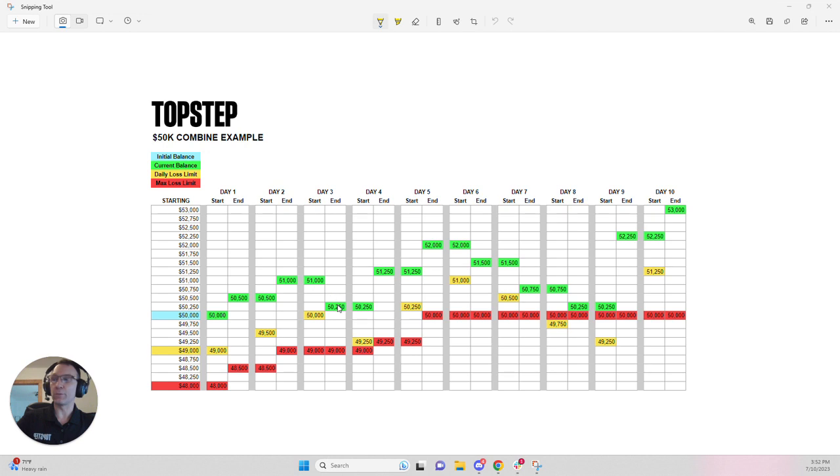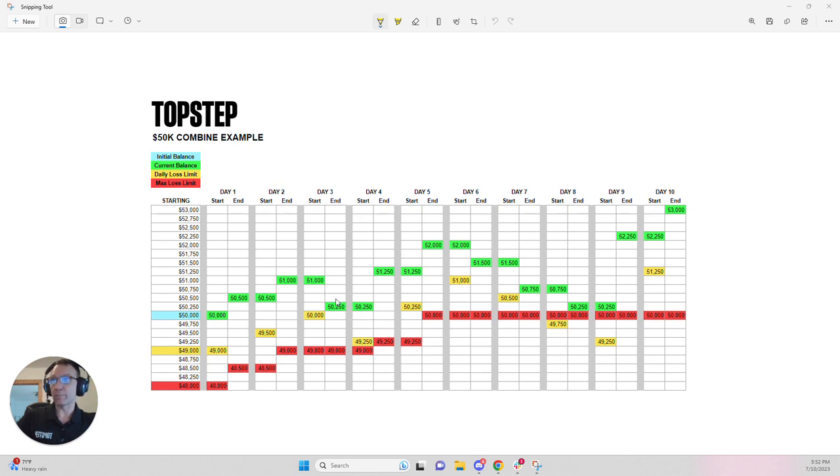This day we lose. We didn't hit our daily loss limit. If we did, it's simply going to stop you from trading for the rest of the day, and it will reset once the market opens back up again. You will not lose your account by hitting your daily loss limit. That's a soft loss limit. So now we start our day three.